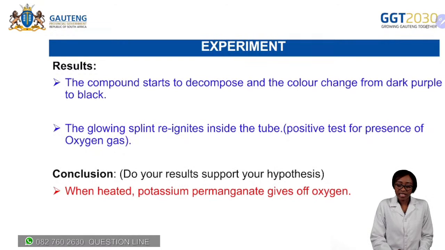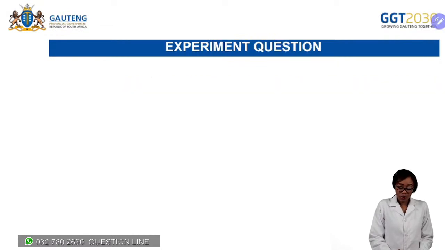What do you conclude from today's experiment? When we heated potassium permanganate, it gave off oxygen. That is our conclusion. Let's move on to the questions for the experiment.